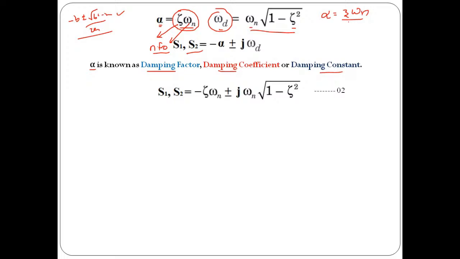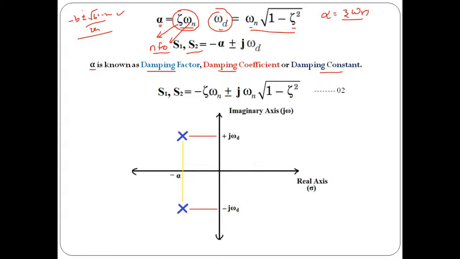Now, this S1 and S2 indicate the roots of the characteristic equation for the second order control system. Let that be equation number 2. Now suppose we want to indicate them on the pole-zero plot. So it will be like this. The x-axis indicates the real part, the y-axis indicates the imaginary part, the j omega term. Because it has a real part as well as an imaginary part, the real part is minus omega n, which is nothing but minus alpha.